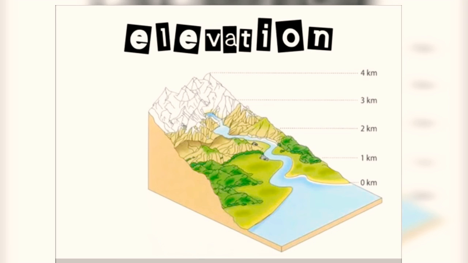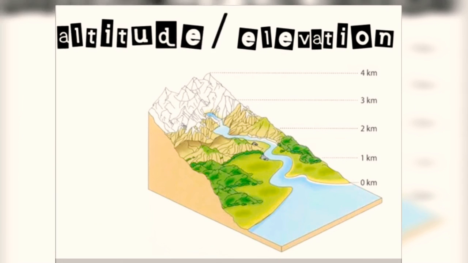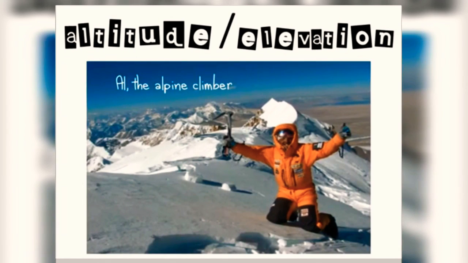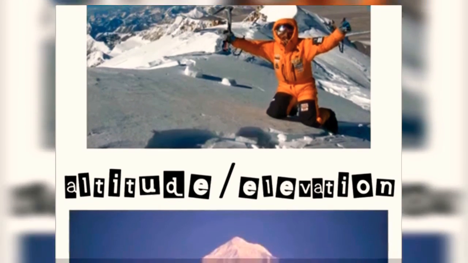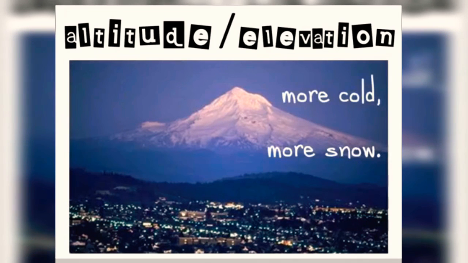Elevation also affects the climate, which you'll notice if you go to a big mountain and climb it. Sea level zero, and as it gets greater, it means you're going up like an elevator. Another word for elevation's altitude, like a guy named Al who's a really cool dude. And by cool, I mean cold, cause the higher you go, the more the temperature drops, and so you're gonna get snow. The higher you go, more cold, more snow.